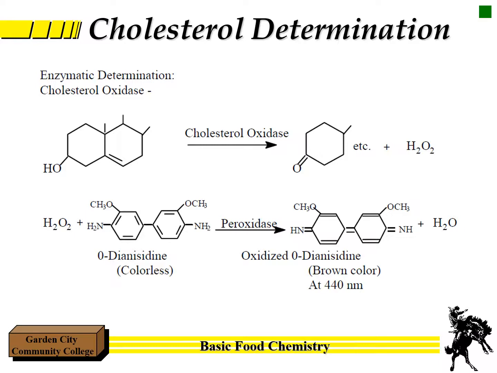You can also determine cholesterol, so it's an enzymatic determination using cholesterol oxidase. So we take our molecule, we expose it to cholesterol oxidase, and it's going to go through some enzymatic type of breakdown. You're going to get the H2O2 that comes off of it, and then we're going to flush it with peroxidase, and that's going to give you a brown color, which we can then use to determine our cholesterol content.